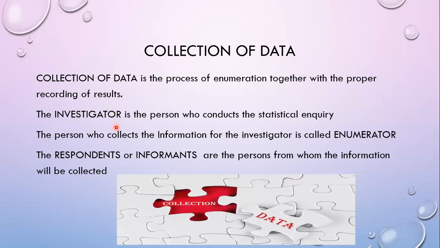So whatever data is being collected by the enumerators, they are put together and recorded to find the final results. I have said that for each unit, different enumerators are sent to make the field work. So for each field work, the enumerators collect all the data and put it all together. That becomes collection of data. Okay. Next, who is the investigator?